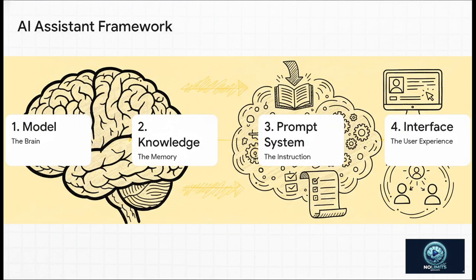Okay, here are the four pillars. And the best way to think about it is like building a person, sort of. First, you have the model. That's the brain. It's the part that does all the thinking. Then you have the knowledge. That's its unique memory. Super important. After that is the system prompt, which is like its set of instructions or its conscience. And last but not least, the interface. That's simply how people talk to it. So brain, memory, instructions, and experience.